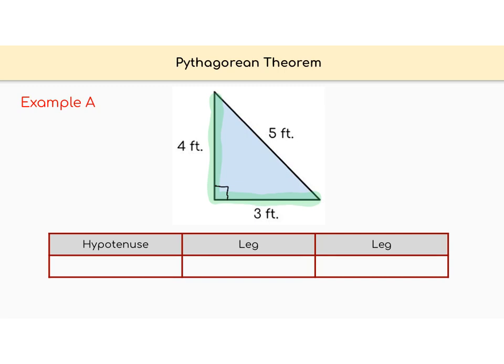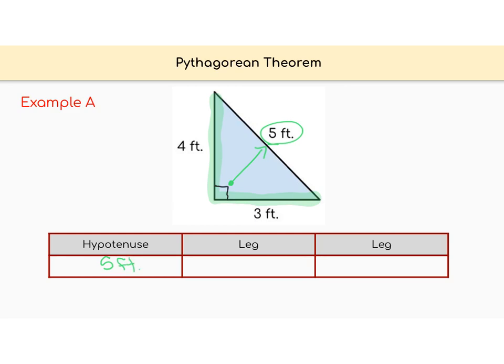So now what we want to do is identify the hypotenuse and the two legs. The hypotenuse is the side that is directly opposite of the right angle. It's also the longest side. So if my right angle is right here, the side opposite of it is going to be my hypotenuse, which in this case is going to be 5 feet. So I'm going to put 5 feet with my hypotenuse.